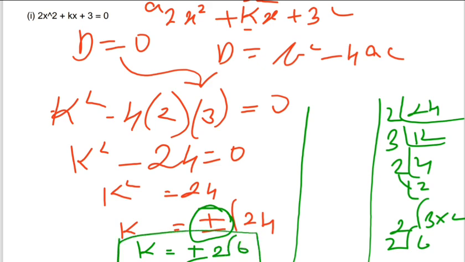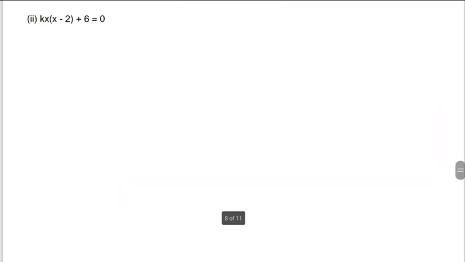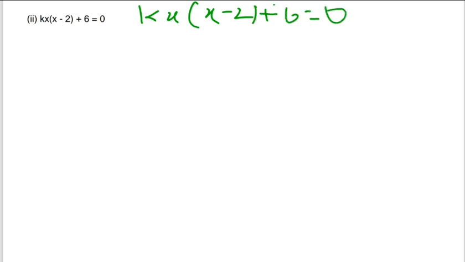So let's go with the second subdivision. The second one, the question is kx into x minus 2 plus 6 equal to 0. So here kx into x minus 2 plus 6 is there, so there is no x square.